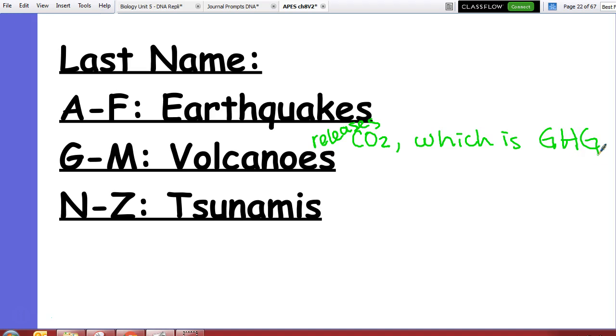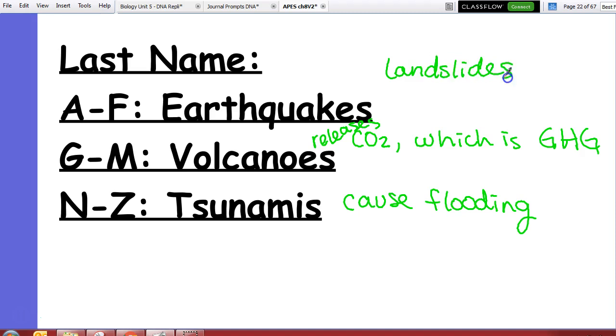Sarah, you had tsunamis. What did you get? What's one thing? Okay, so a tsunami is a big wave. It's a big tidal wave, right? So they can cause flooding to the landscape. Good. Brittany, what's one thing you got for earthquakes? Good. So landslides, which could destroy habitat for humans or for organisms.